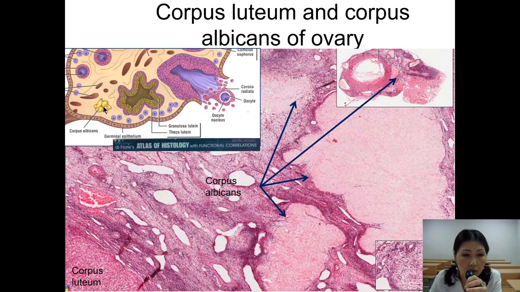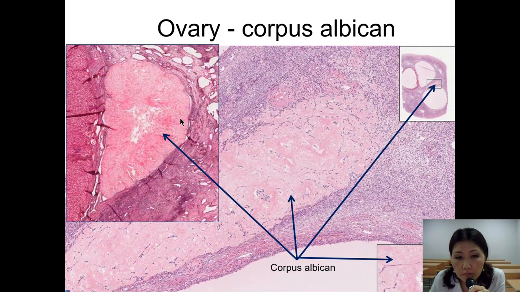Here also you can see the corpus albicans after the corpus luteum. This is also a diagram of corpus albicans. As you see, it becomes more connective tissue, mostly connective tissue.